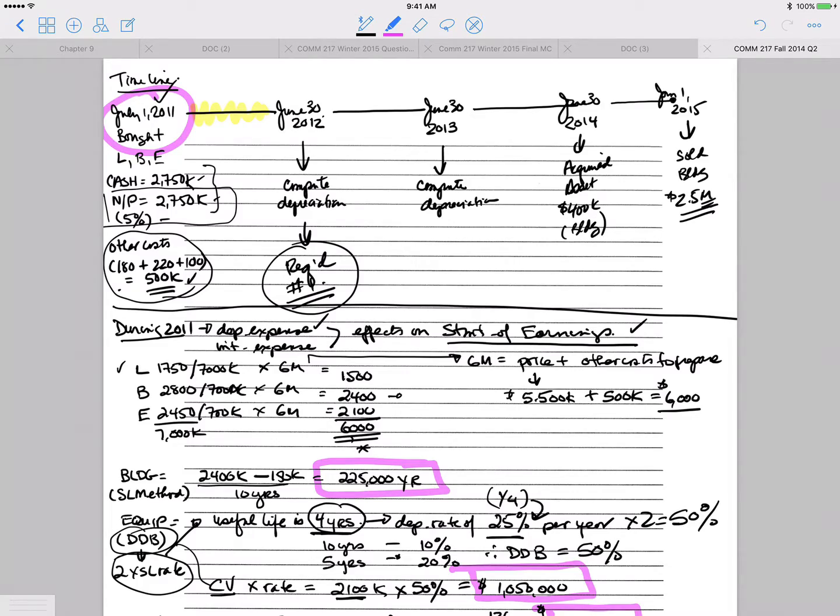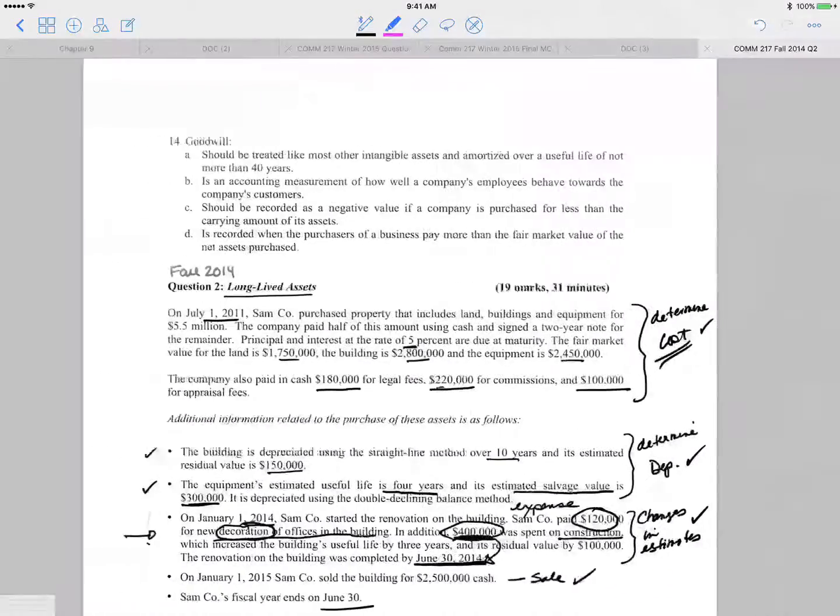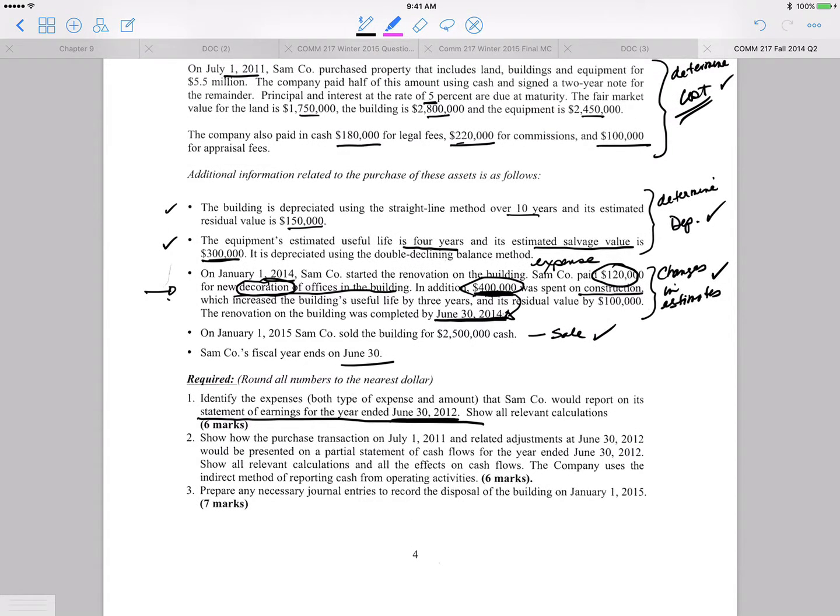Okay, so we've completed requirement number 1. So let's go to requirement number 2, which is show how the purchase transaction and the related adjustments would be presented on a partial statement of cash flow for the year ended June 30th, 2012.